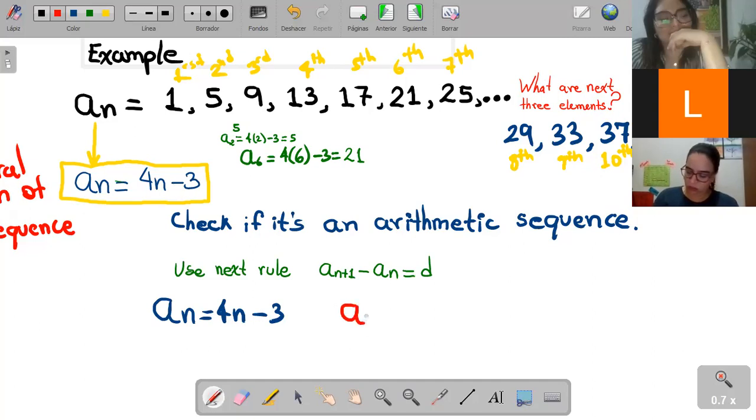What happens if I ask you what is the next element? What is the next term? You have to use this idea of n plus 1.